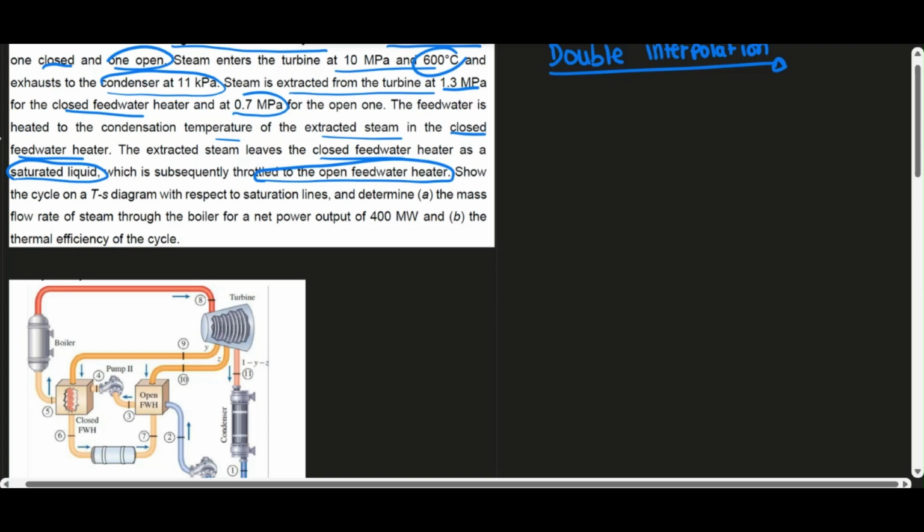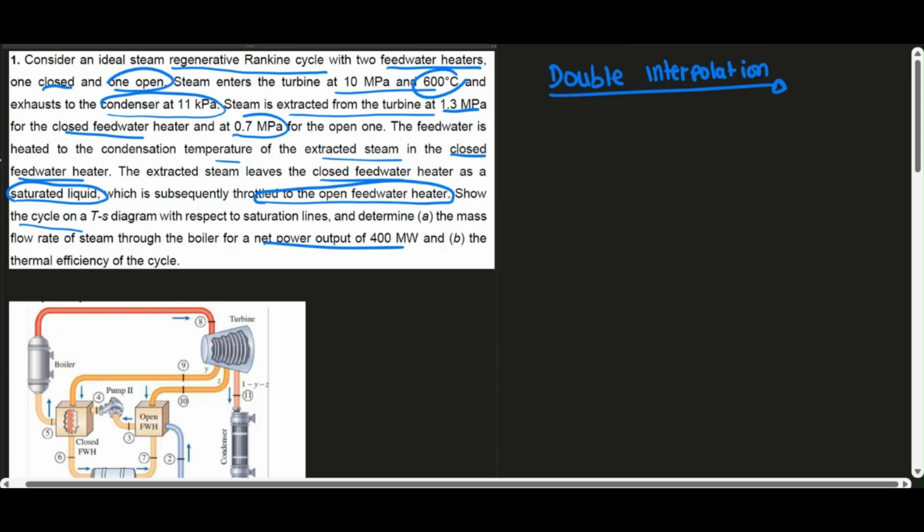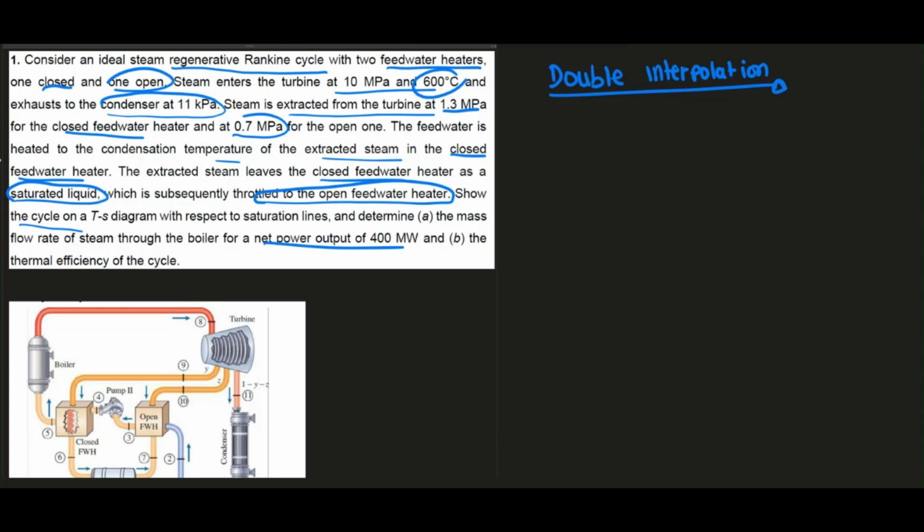Show the cycle on TS diagram. Okay, we'll do this as a bonus. And then mass flow rate is to be determined given this as our net power output and the thermal efficiency. So the purpose of this video is to show you how to double interpolate, or we'll learn how to do double interpolation, and we'll use this very example to show that.